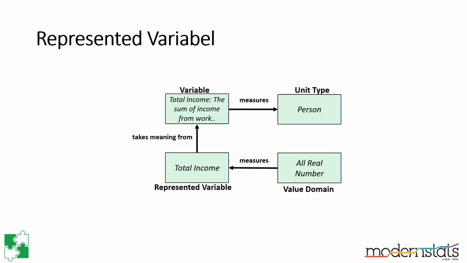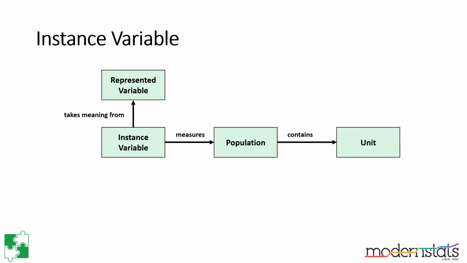This is another example, continuing on this total income that we saw on the first page of Statistics Norway's. The total income is a variable and it measures the unit type person. The value domain is all real numbers and the represented variable is a total income. The represented variable is the combination of a variable and a value domain. Now we come to the instance variable. The instance variable takes the meaning from the represented variable.